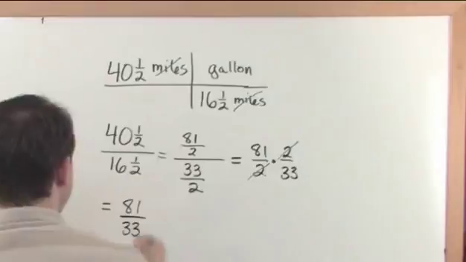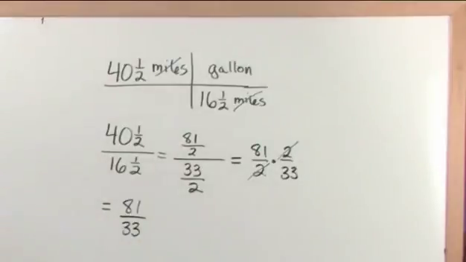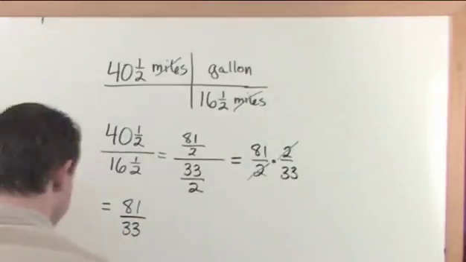So here I have 81 over 33, and I want to convert that to a mixed fraction. So how many times can 33 go into 81? That is the question.